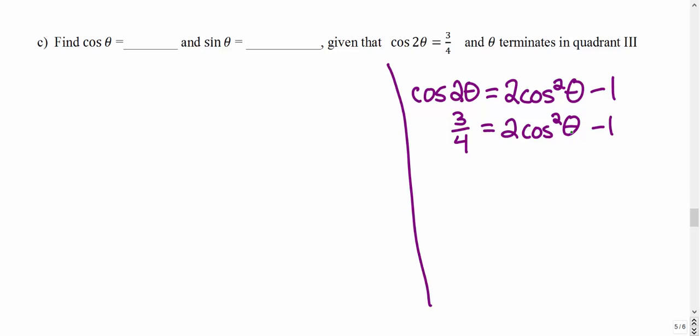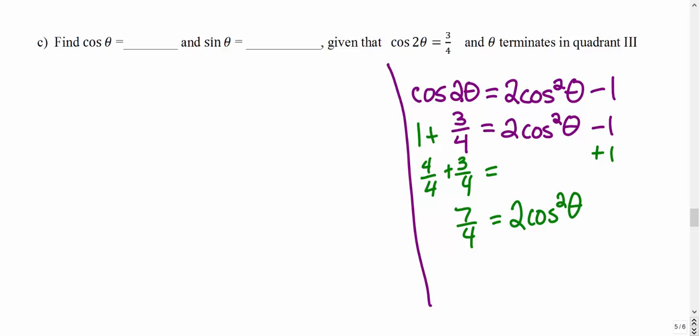And this time we're going to solve for cosine theta. That's one of the things we're looking for here. So let's solve. We want to get cosine theta by itself, so we want to add 1 to both sides. When I add 1 here, I really want to give them both the same denominator before I add them. The LCD would, of course, be 4. So 7/4.